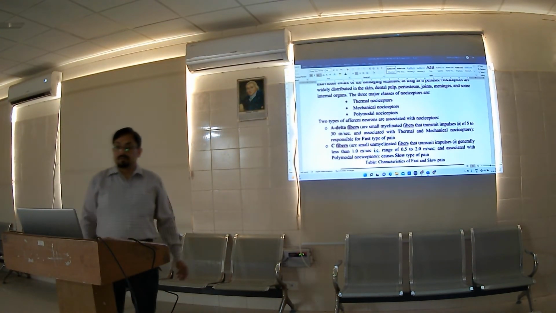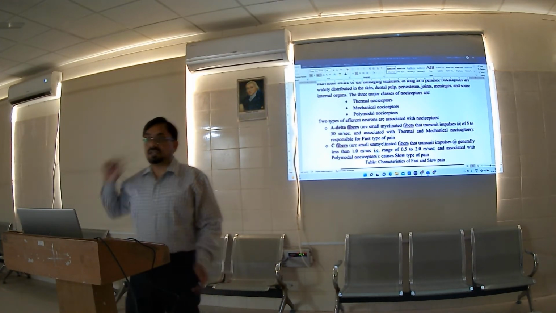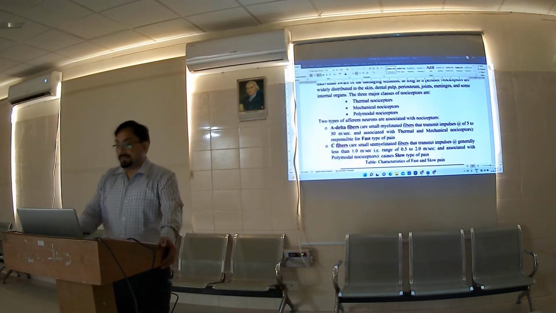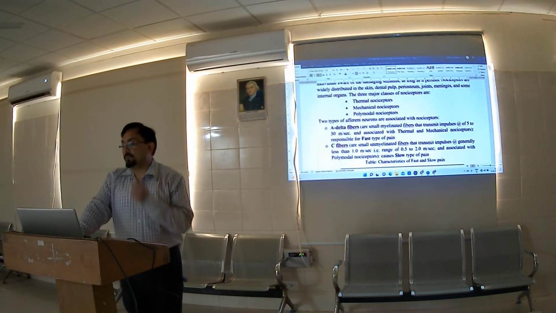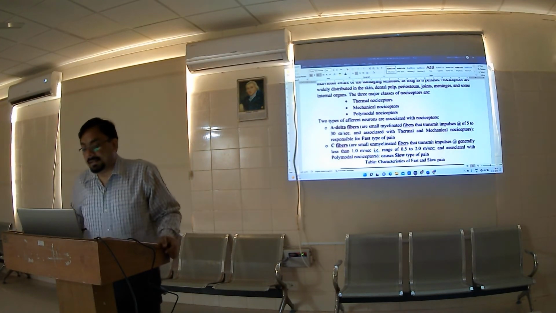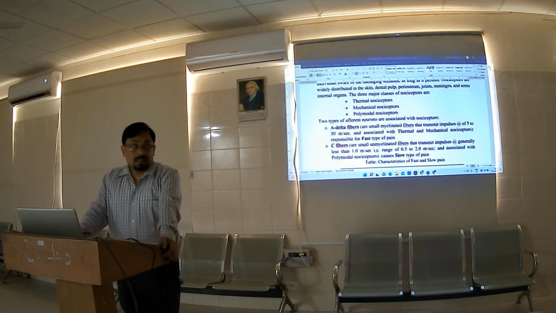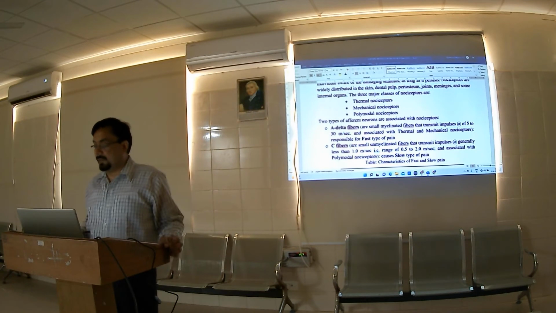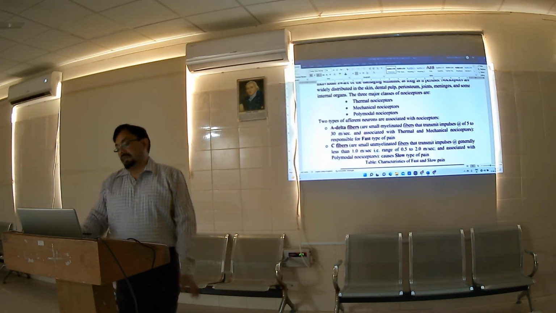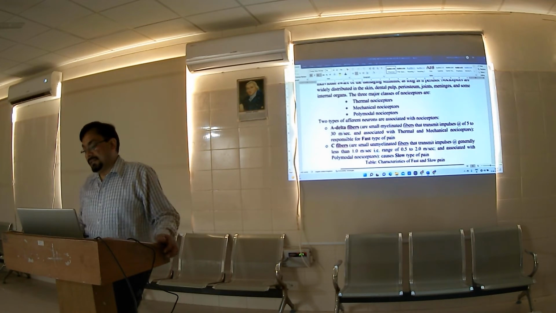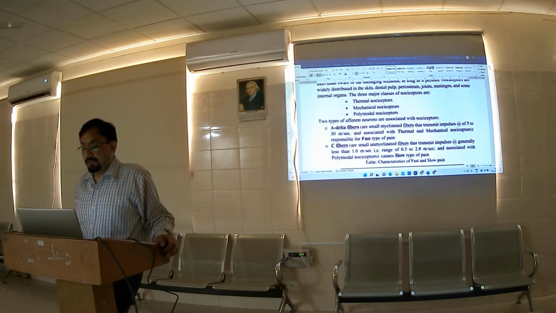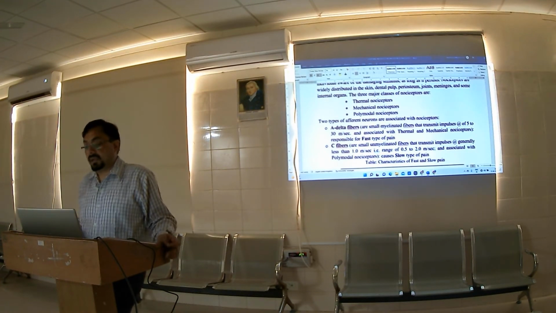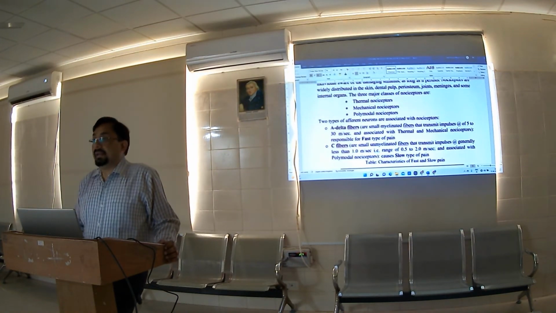So similarly, A delta fibers and C fibers are associated with the nociceptors. A delta fibers are myelinated fibers, that is why saltatory conduction is there, and they are responsible for fast pain. C fibers are small unmyelinated fibers that transmit impulses at the rate of 1 meter per second, that is, a range of 0.5 to 2 meters per second, and are associated with the polymodal nociceptors, the third type of nociceptors. They cause slow pain.